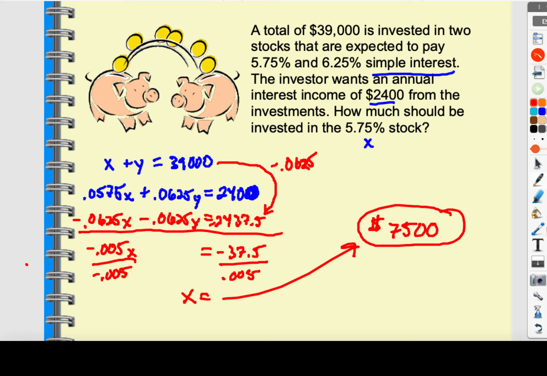And again, we could go back and find the Y value as well. It just depends on how they word the question. But hey, if they only want one of the stocks, why not go directly to it, right? Elimination is great for that. Eliminate what you don't want, solve for what you do.